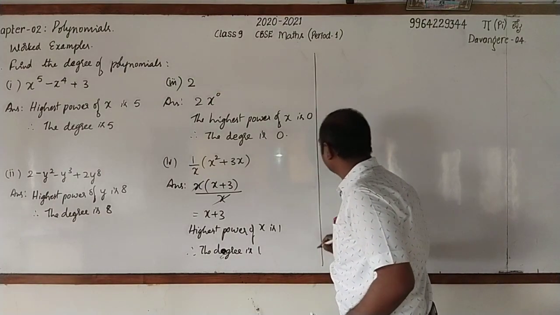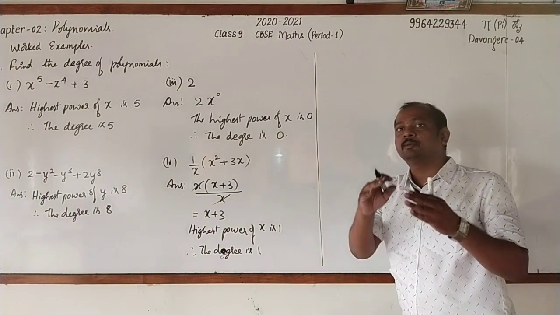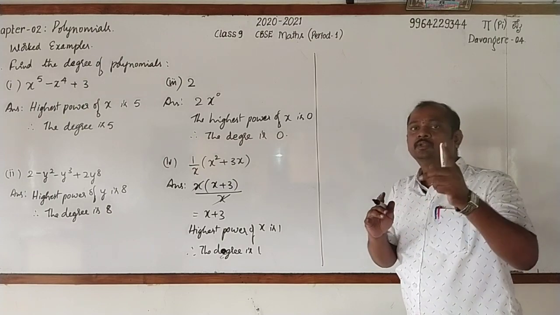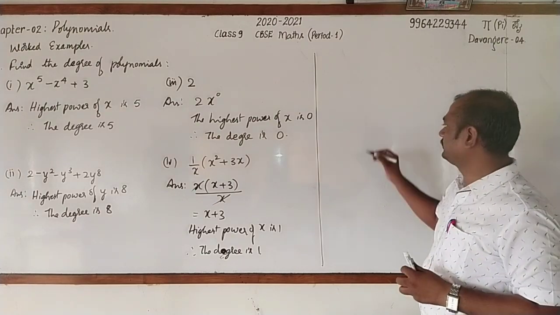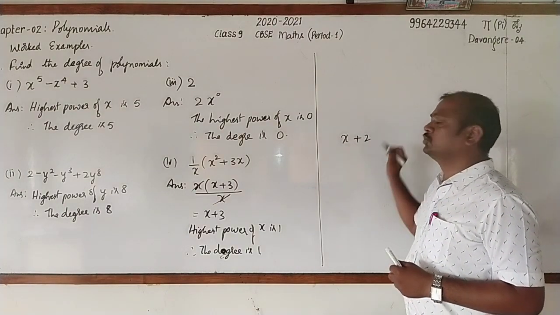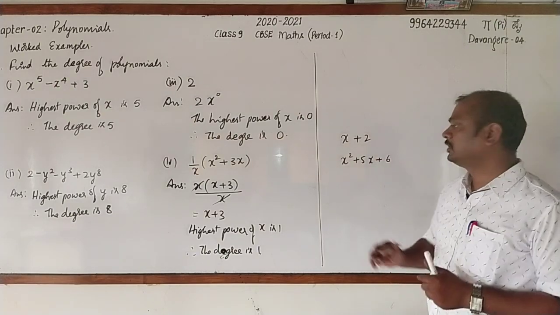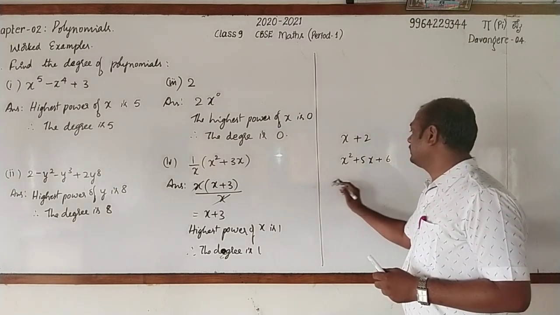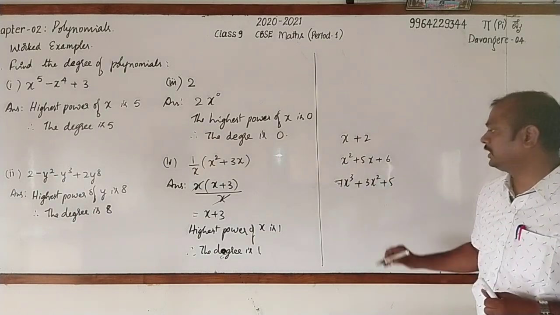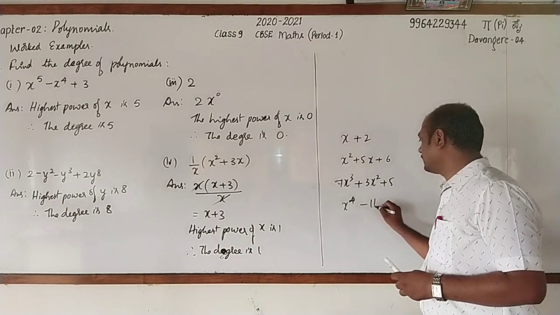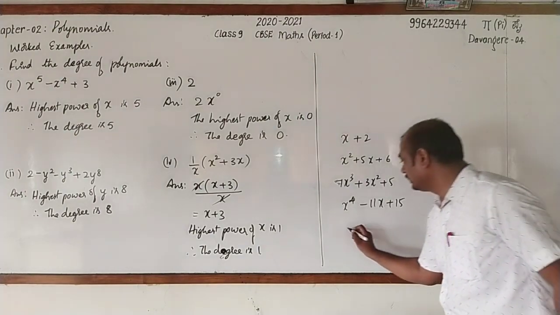This is also very interesting, based on the degree only. Now, I am going to write some examples of polynomials. You have to recall, identify and tell the degree of those. Here I am writing x plus 2, then x square plus 5x plus 6. This is 7x cube plus 3x square plus 5. Next, x raised to the power 4 minus 11x plus 15. Clear? And one more. This is 5.